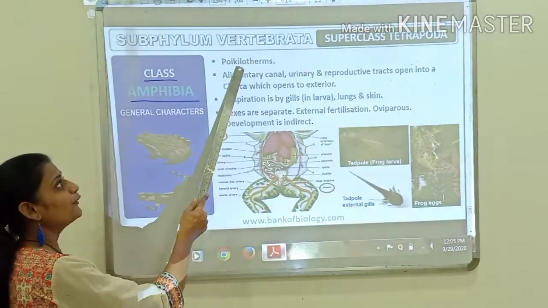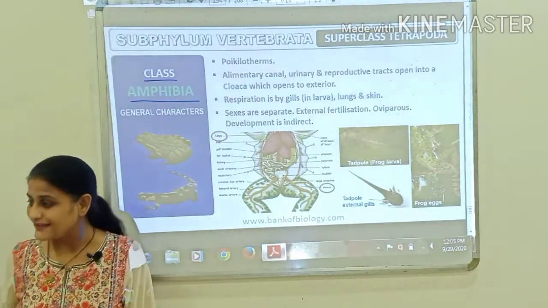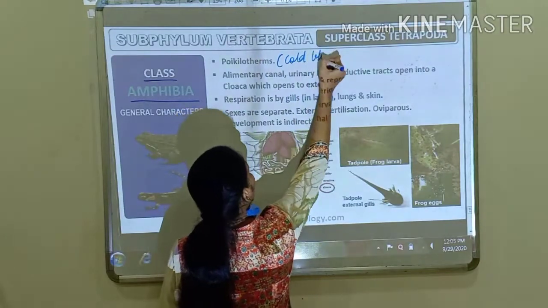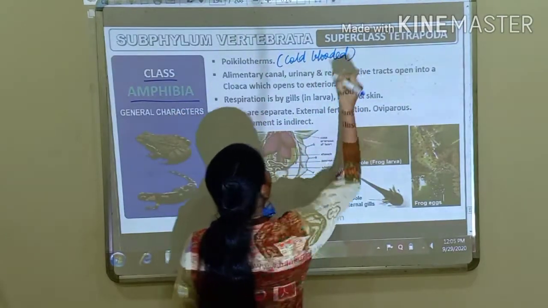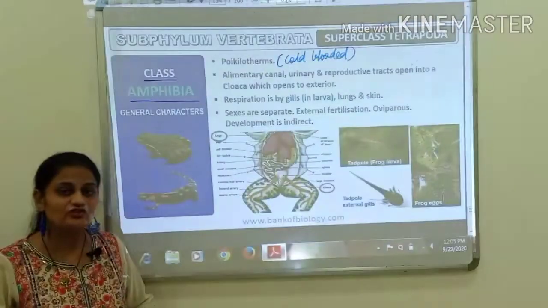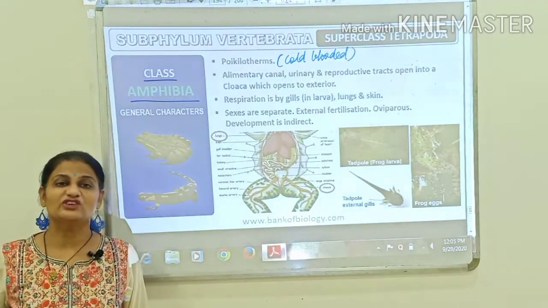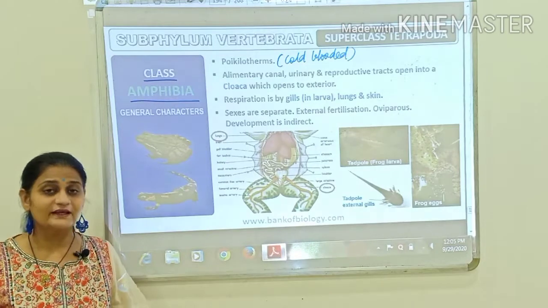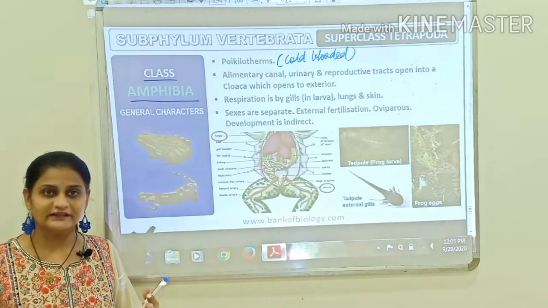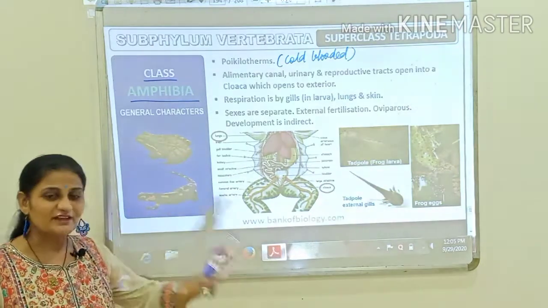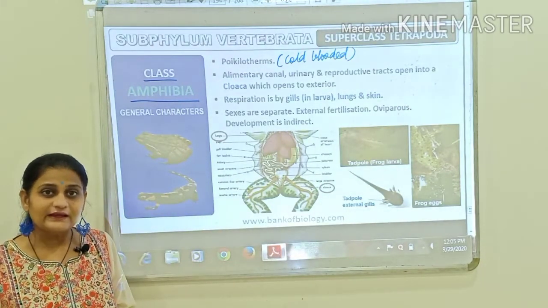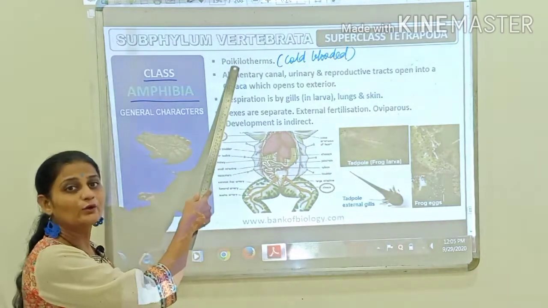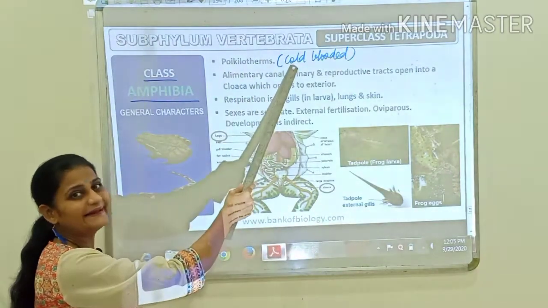Now they are poikilotherms. Poikilotherms means they are cold-blooded animals. Cold-blooded means they can change their body temperature according to the change in the surrounding temperature. ओके, अगर बाहर का टेम्परेचर बहुत कम हो जाता है, so to survive they can increase their body temperature. ओके, and if the surrounding temperature is very high, they can decrease their body temperature. So such organisms are called poikilotherms, or cold-blooded animals.